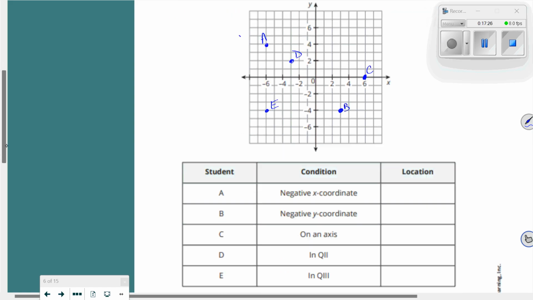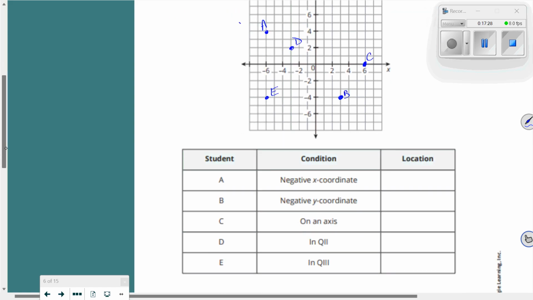On all of these, you have to start at origin. Okay? I will say I'm really disappointed. I saw some of you did not put parentheses around your ordered pairs. Okay?